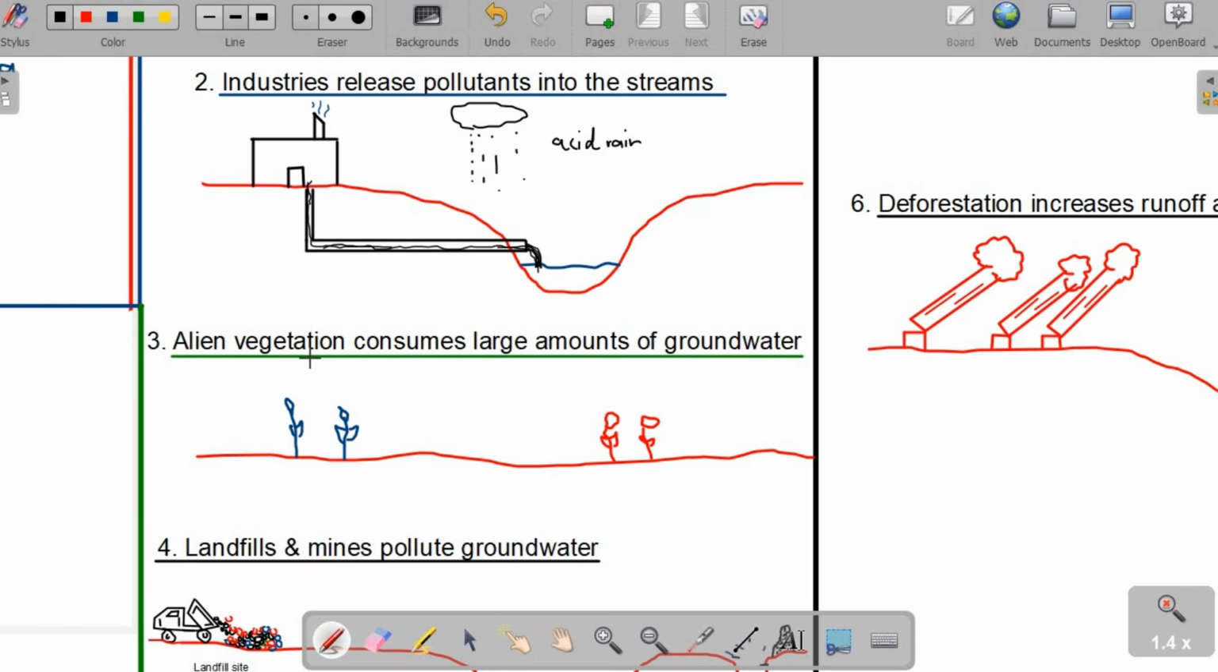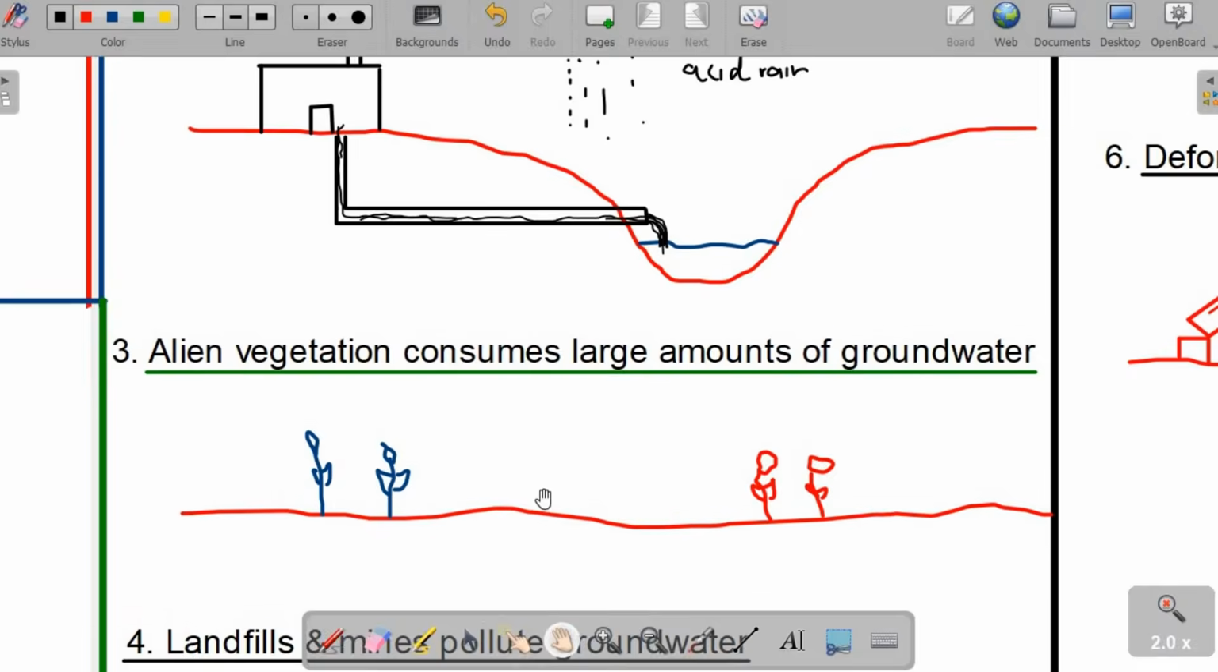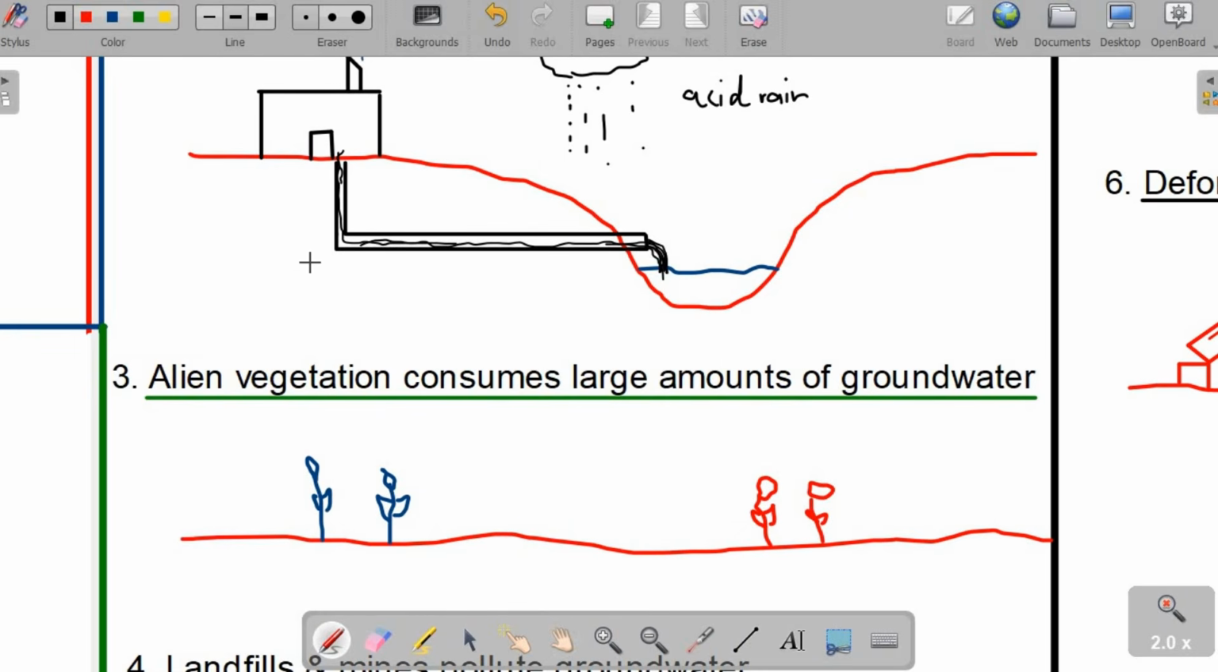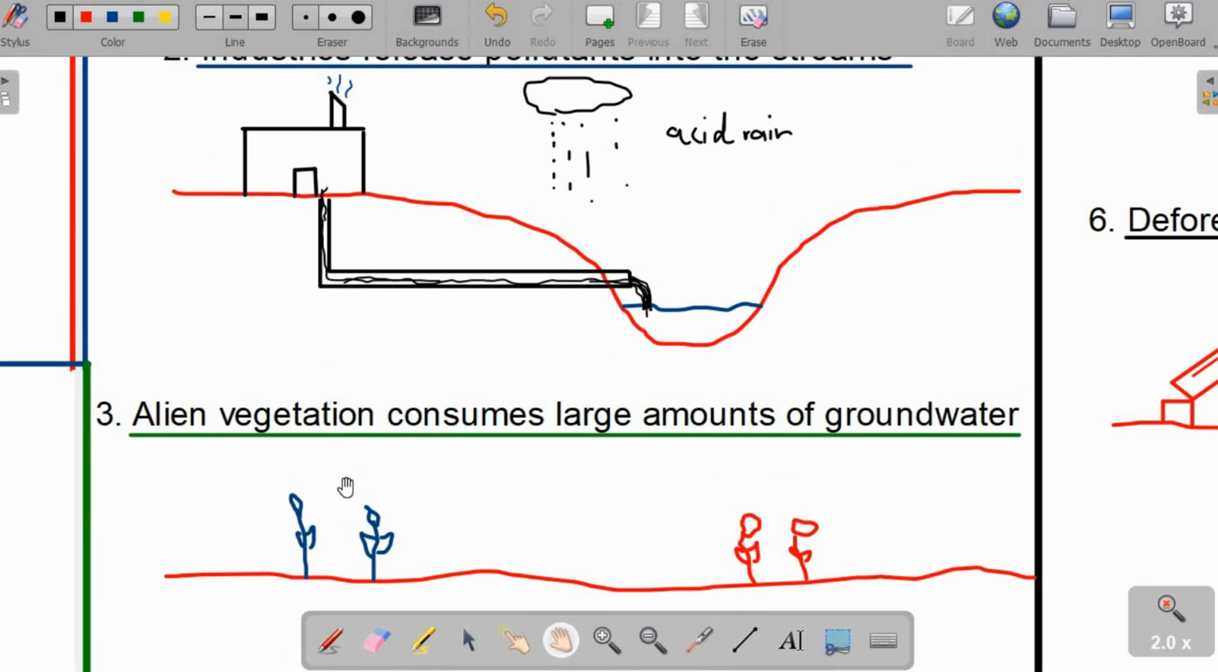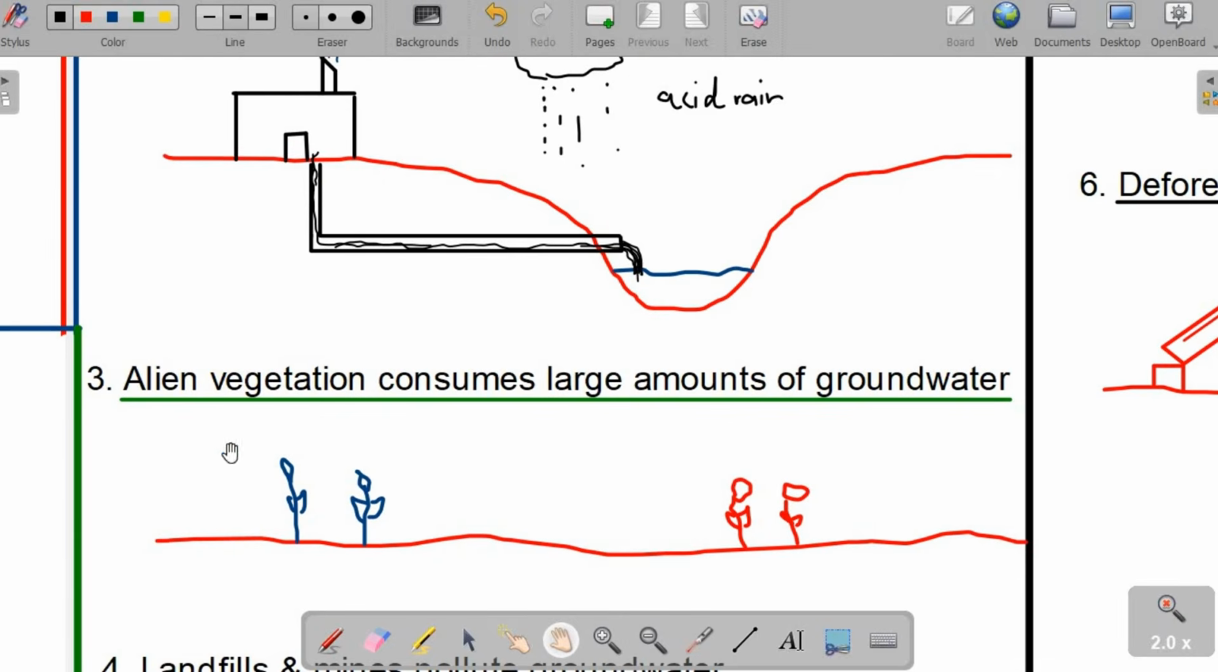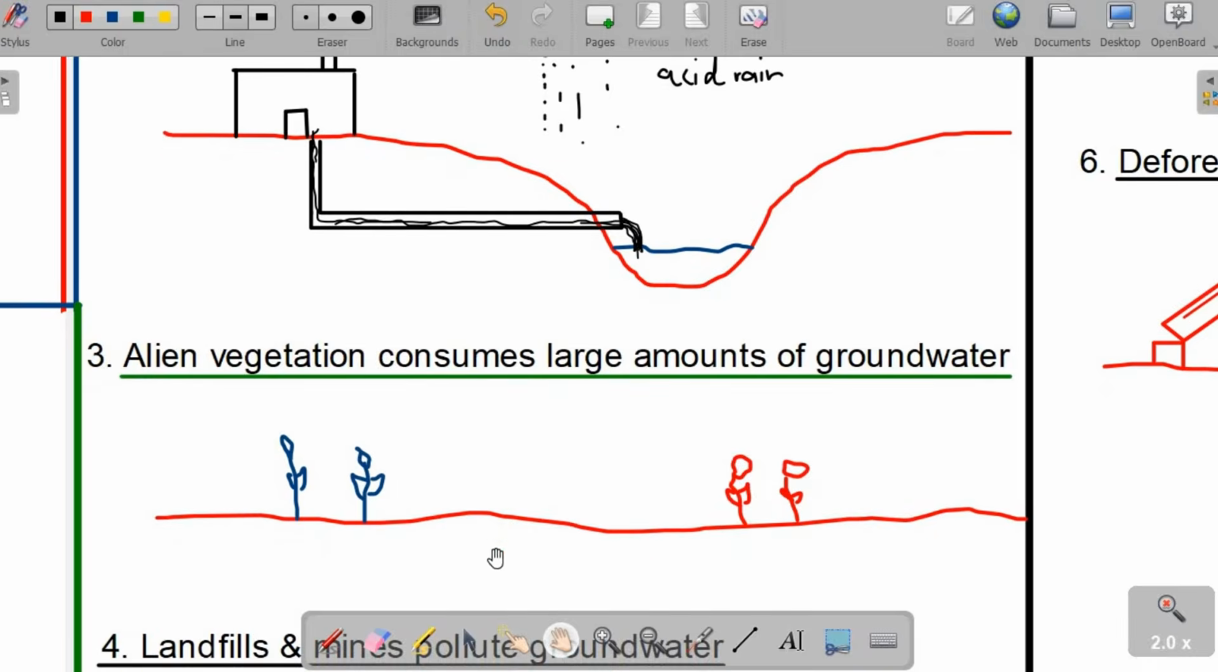The third point, alien vegetation consumes large amounts of groundwater. Here we are referring to vegetation that is not naturally from South Africa, so it probably was brought in by foreigners. For example, during apartheid, the colonizers would bring in seeds and some animals from their countries.